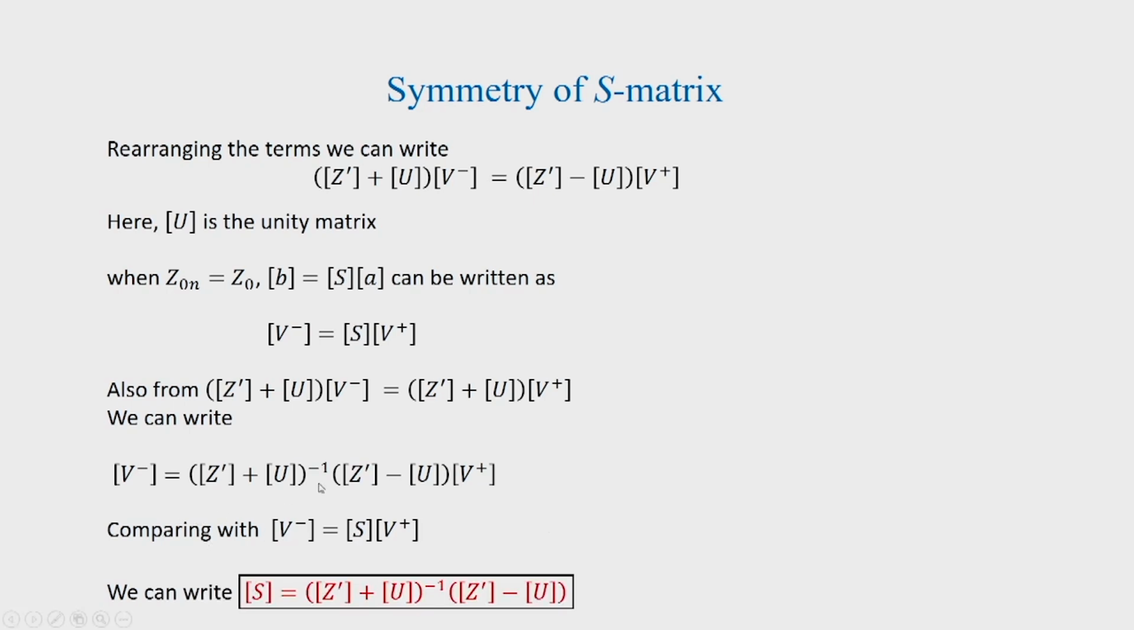If we compare these two, then we get S equal to (Z dash plus U) inverse into (Z dash minus U). So, this expression establishes a relationship between the S matrix and the Z matrix, rather Z dash matrix, where we have normalized the Z matrix by Z naught.